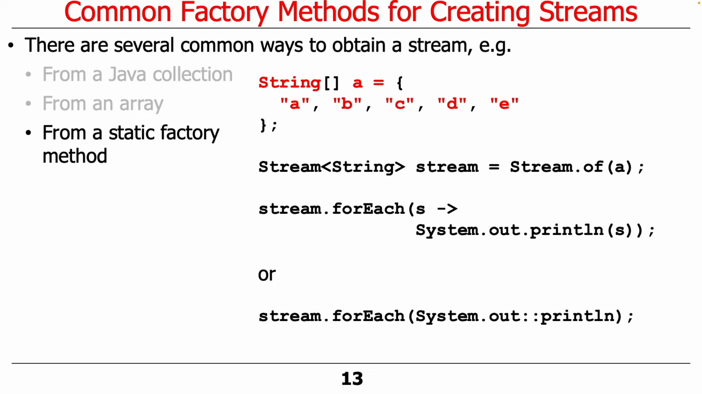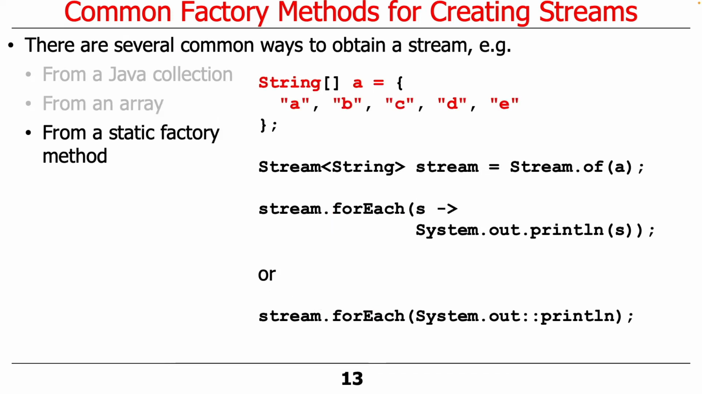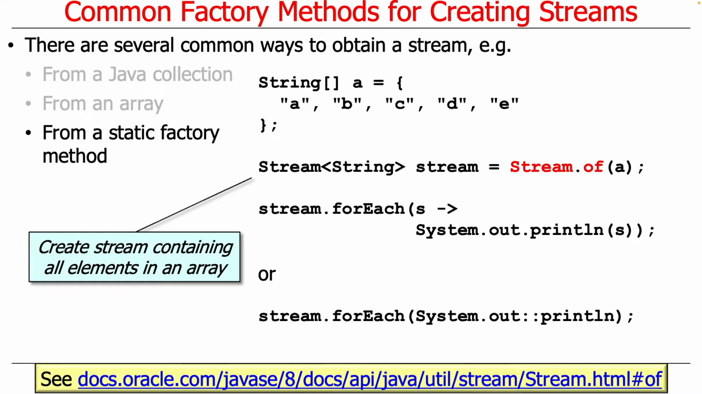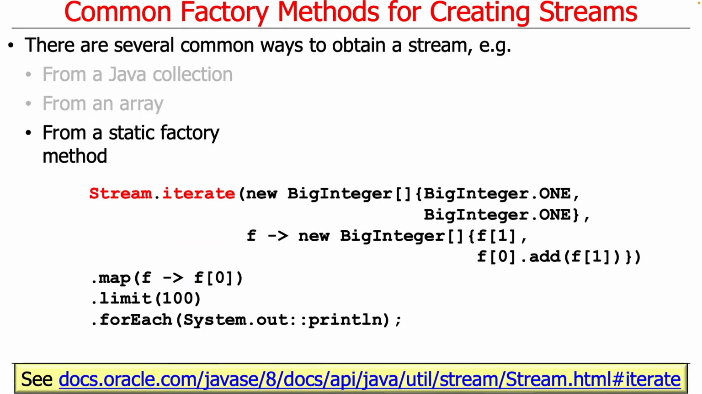Another way to do this is to use a static factory method on Stream, which is the Stream.of method. I like this one a little better than Arrays.stream, just because it's more consolidated with the streams abstraction. In this case, we again have an array of strings. We can convert that to a stream of strings, and then apply the forEach method on the stream to print them out, either as a lambda expression or using a method reference.